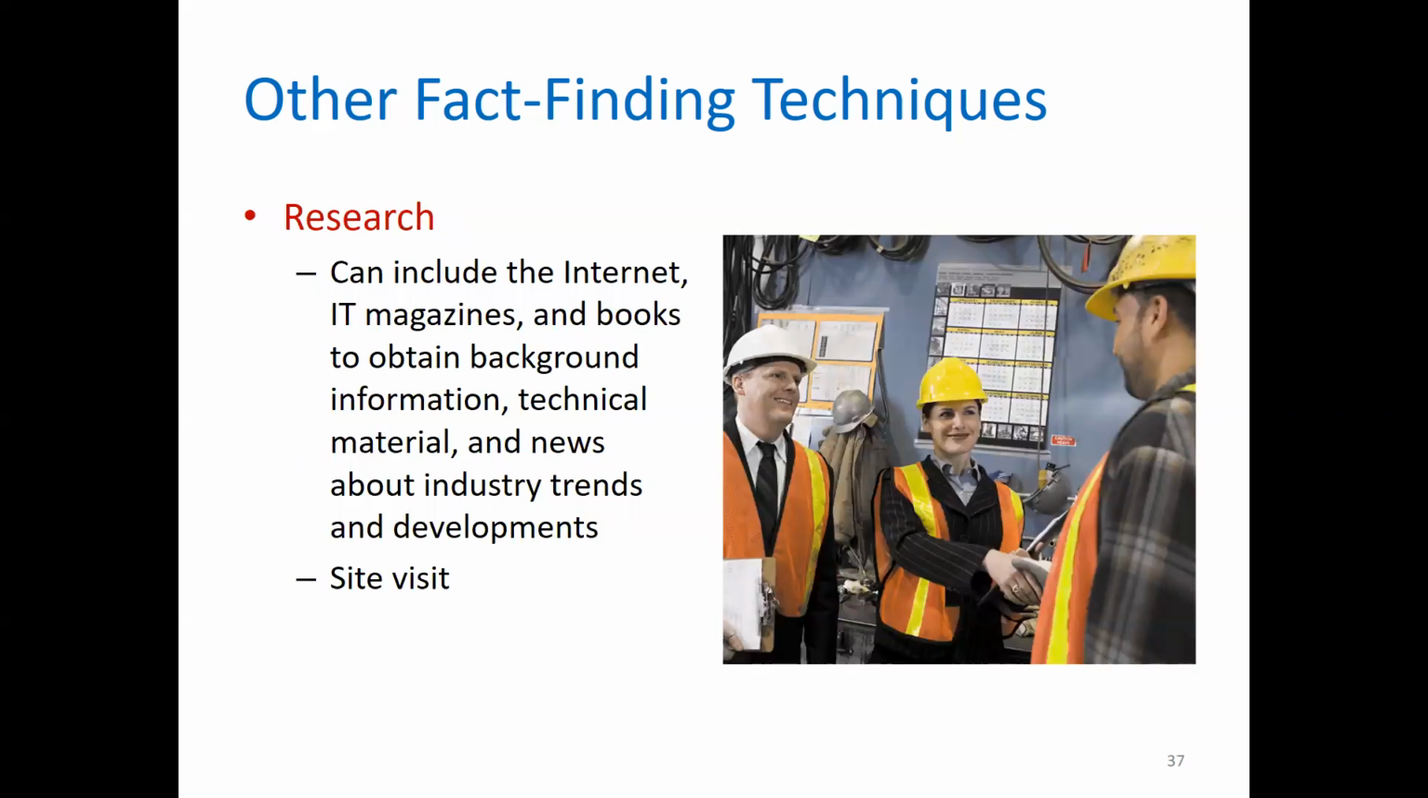You can do research as well. Research can include the internet, IT magazines, books, to obtain background information, technical material, and news about industry trends and development, or site visits. So not just within the organization, you can always look for external fact-finding techniques as well. External fact-finding techniques generally give you a better trend of what things are happening, not only within but outside the organization and in the world.